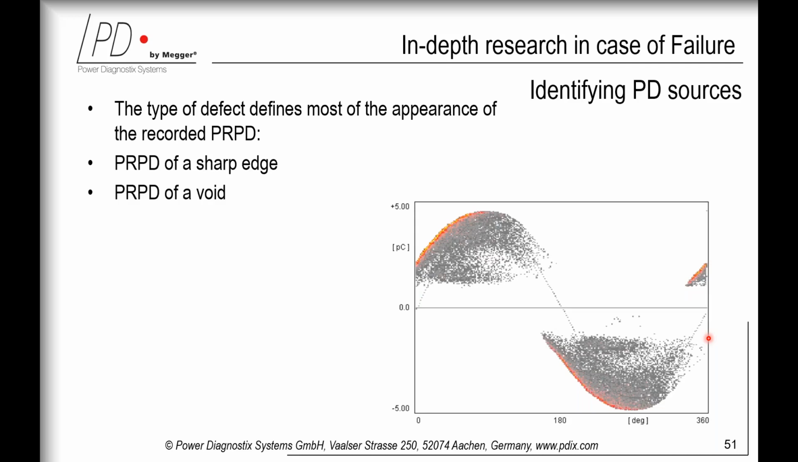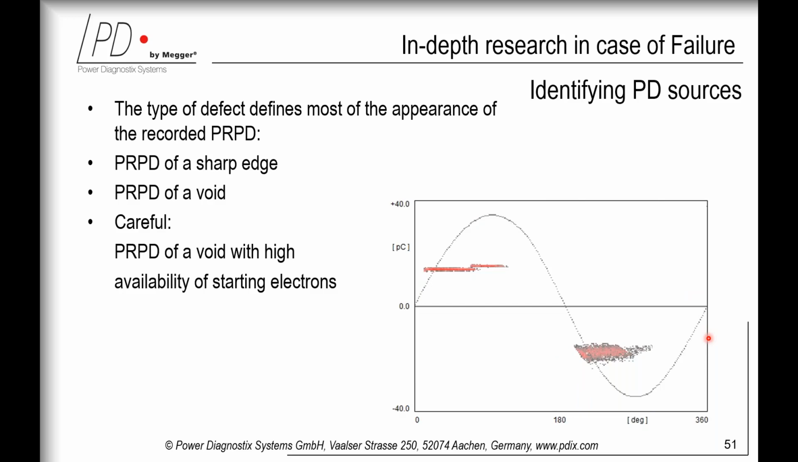more precisely on the chance to get a free electron to start the discharge avalanche, either by photons or by ionizations. For instance, this is also the PRPD of a void, but with a high availability of starting electrons. So for well-founded PRPD interpretation, at least a rough understanding of the physical processes behind the partial discharge charges is really helpful.